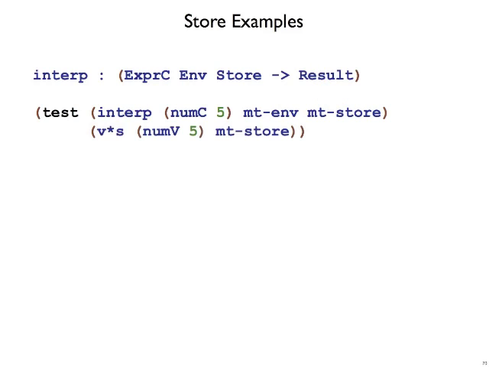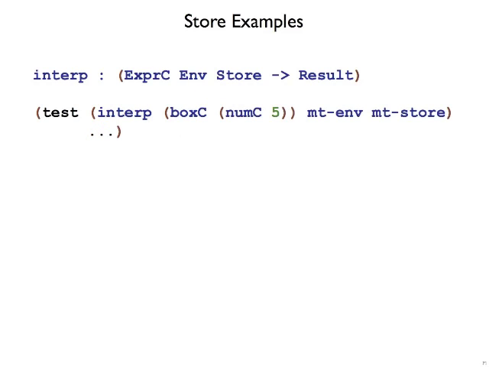And instead of getting just a value back, we get a result back, so we should expect a v cross s as numV 5 and the empty store, because interpreting a 5 doesn't change the store at all. So that's our simplest possible example now. Let's look at an example with a new form, a boxC form.